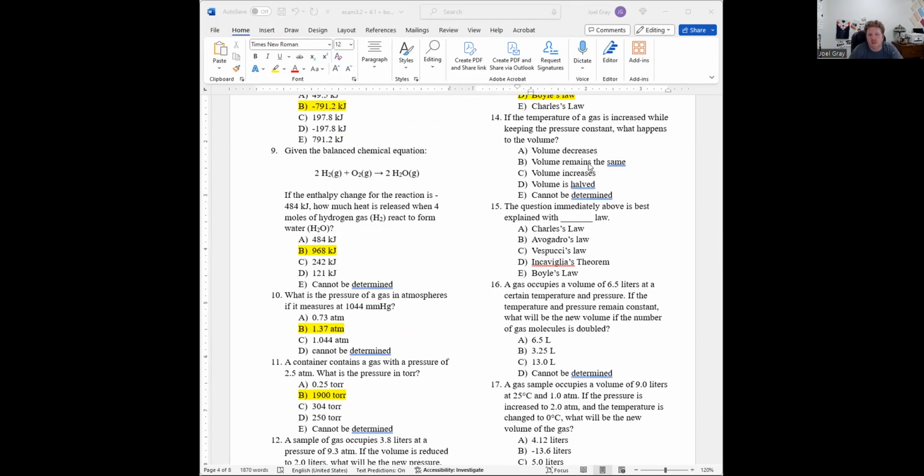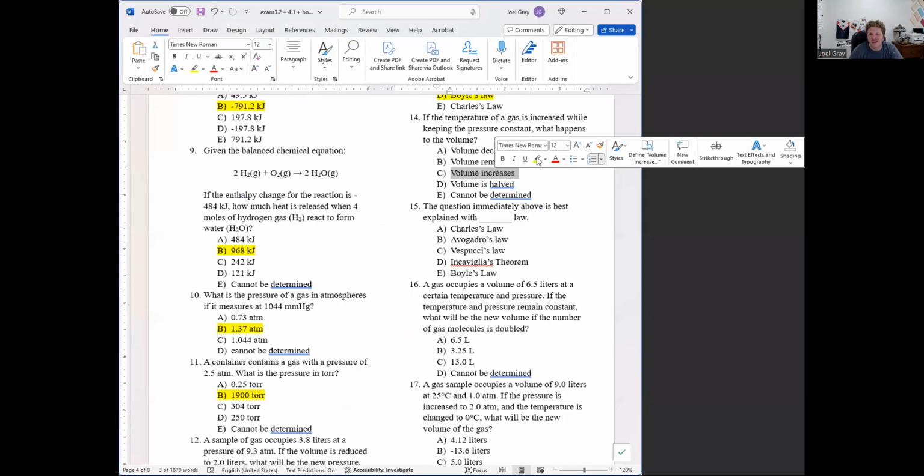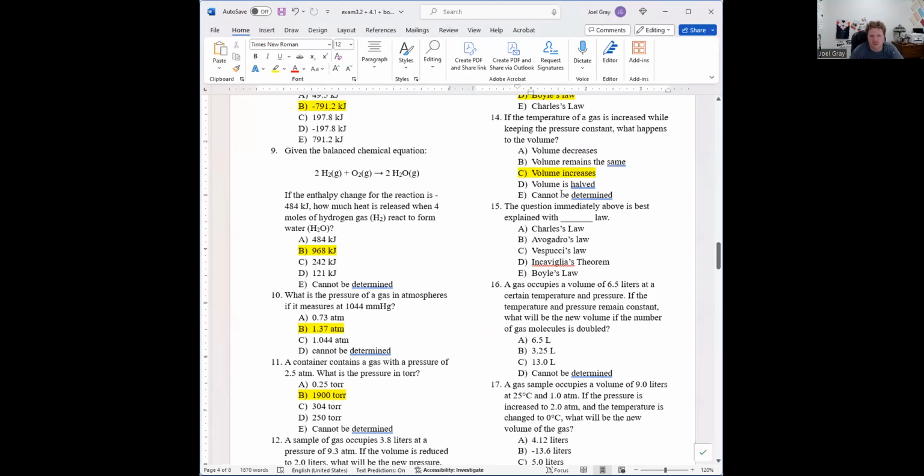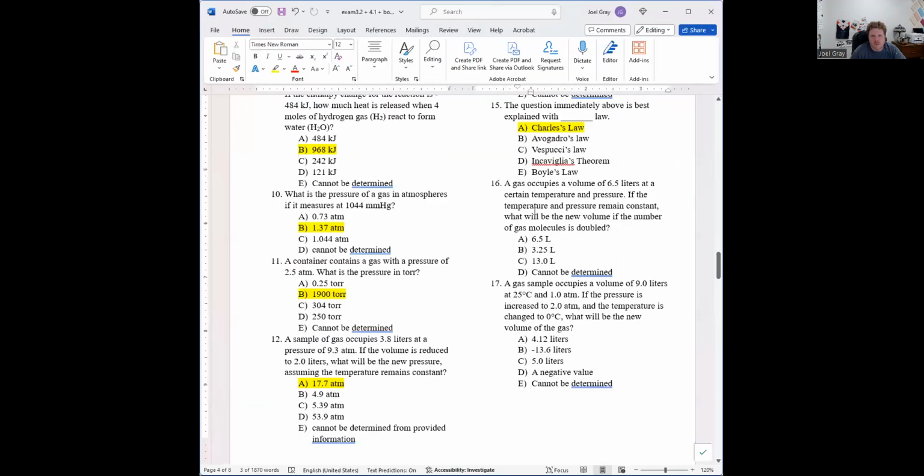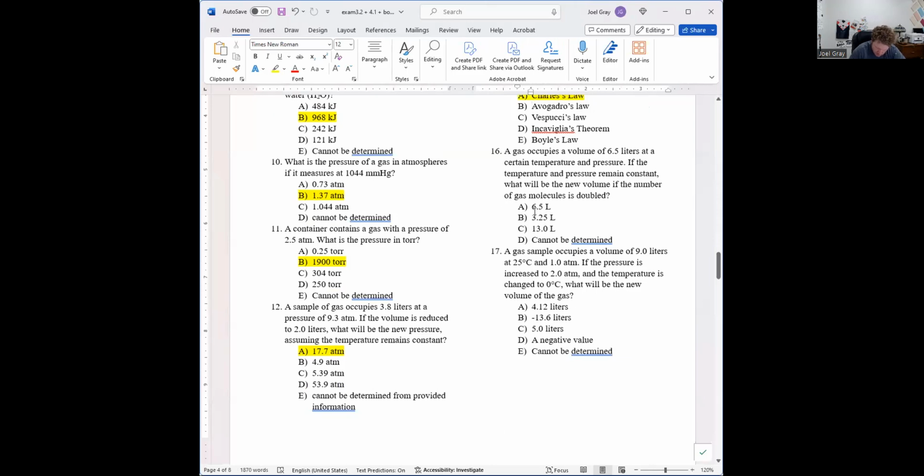The volume is going to increase. And C is the only answer option that indicates an increase in volume. The others are it's cut in half by a certain amount, it doesn't change, or you can't figure it out. So 14 is C. Number 15 reads, the question immediately above is best explained with, and this one is going to be Charles's law. So 15 is A.